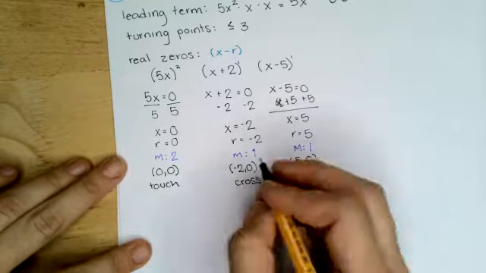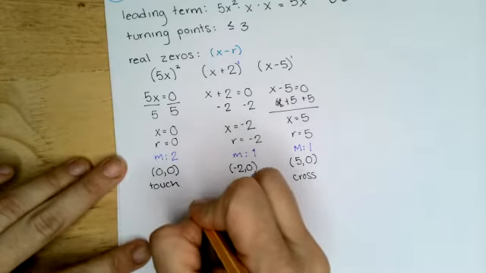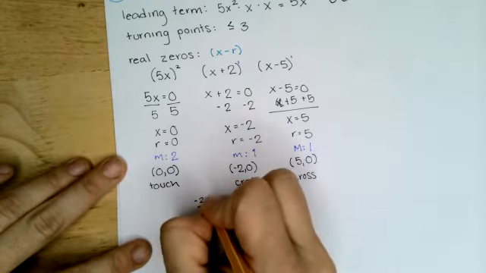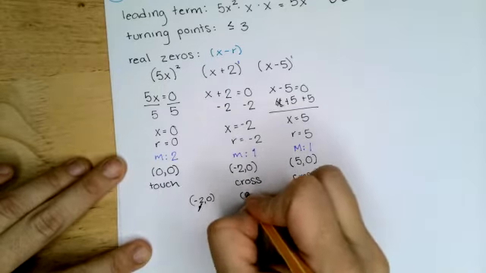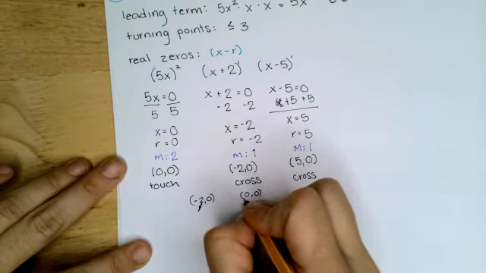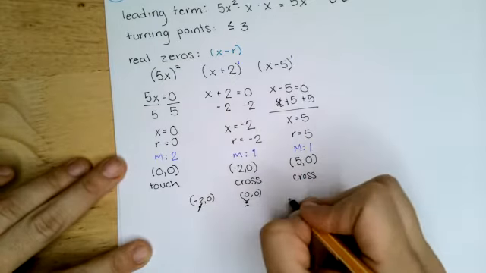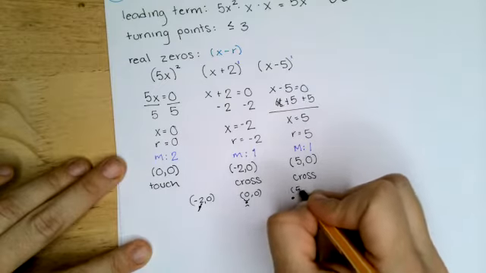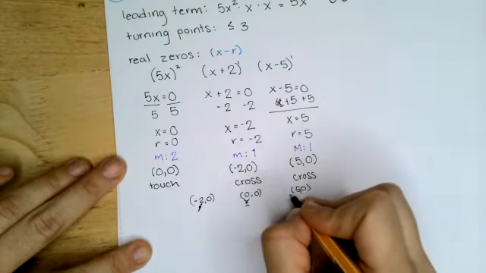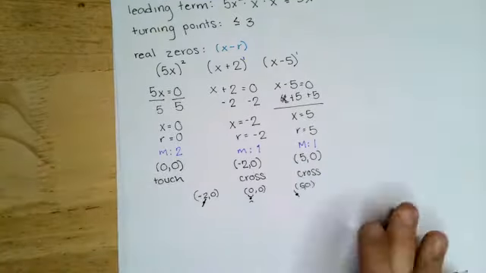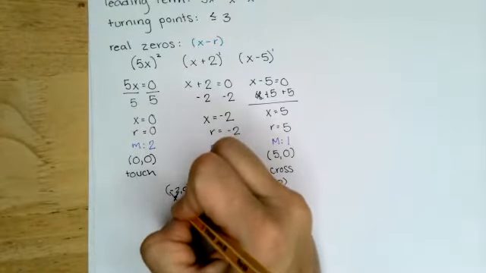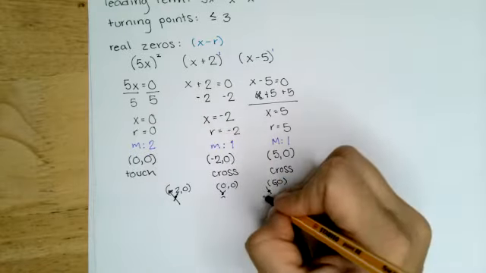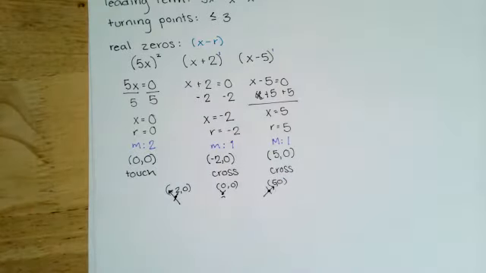So if I was going to put these in order, I'm going to be crossing at negative 2, 0. At 0, 0, I'm just going to touch. And then I'm going to be crossing again at 5, 0. And I know I'm opening up. So I guess it'll be more like this. Good. So those are my real zeros.